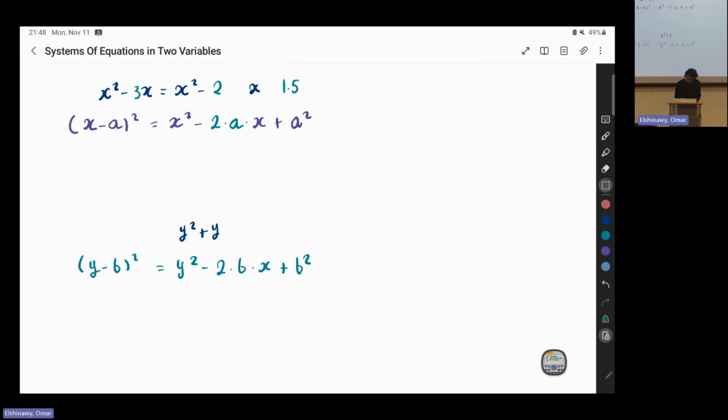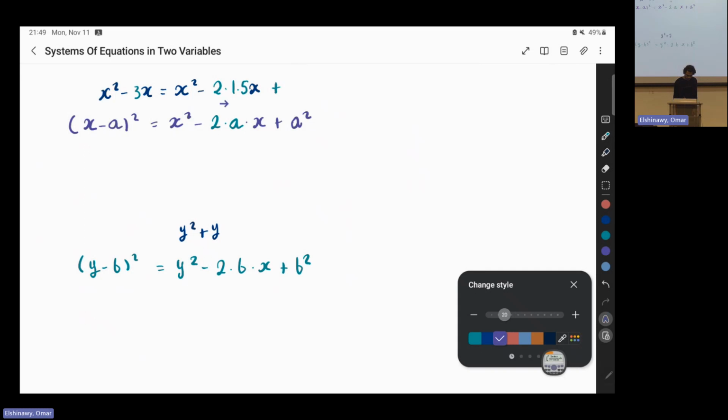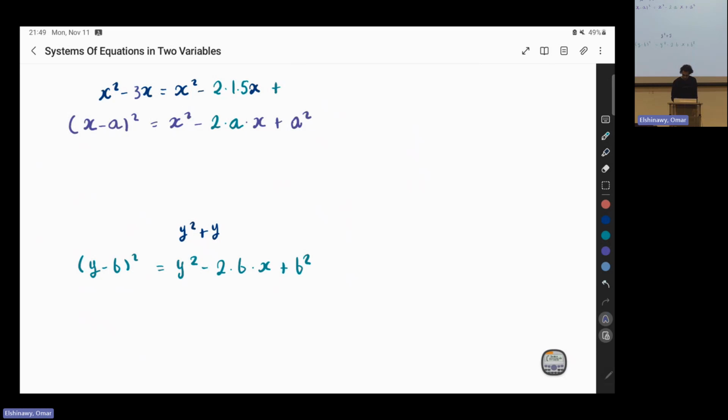Just comparing: 2 times 1.5 times x. But then I need my a squared. In this case, if this is twice of a, then probably a is 1.5. So a is equal to 1.5. Then, from where did we get x squared minus 3x?